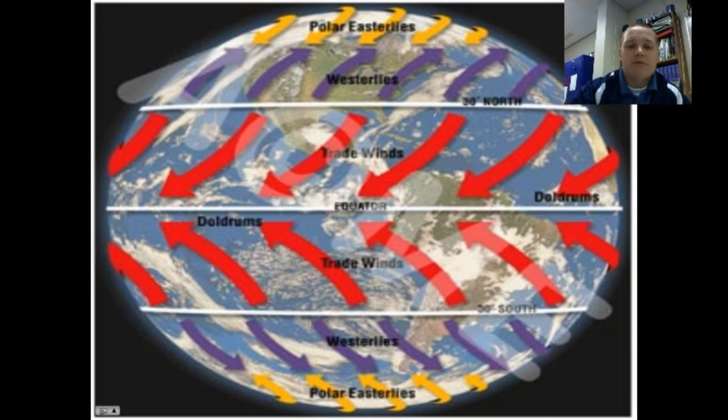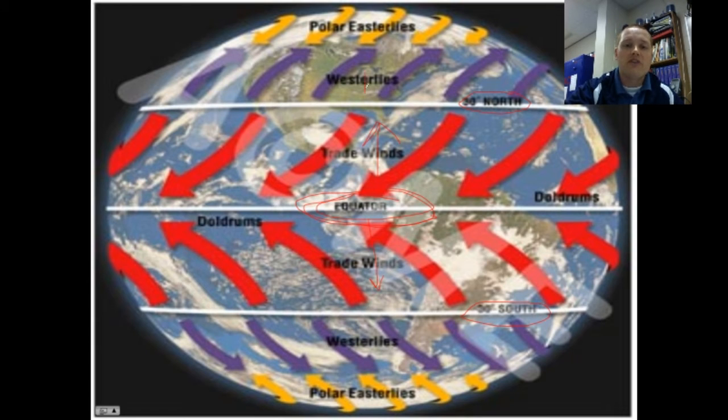So, as an example, you'll notice that where the equator is located right here, you see that the trade winds are both to the south and also to the north of the equator. And they are from the equator all the way up to 30 degrees north and 30 degrees south. Those are where we find the trade winds.